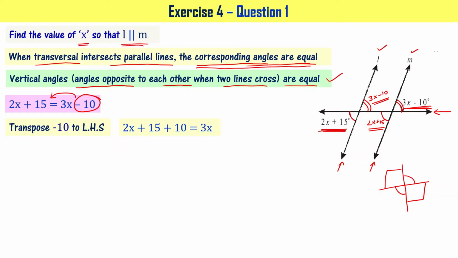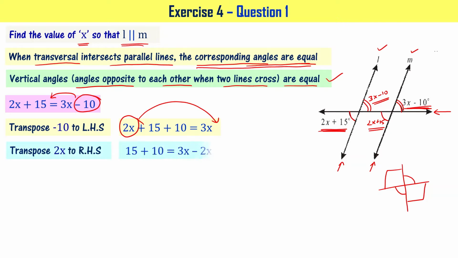Got it? Now I can transpose this 2x to the RHS. When I do that, it is going to become minus 2x, right? So the equation now is written as 15 plus 10 equals 3x minus 2x, right? Simplify this such that you can write it as 25 equals x. x equals 25 is the answer, right?